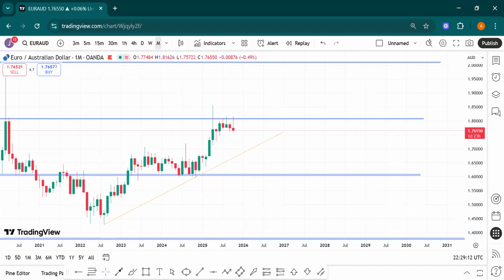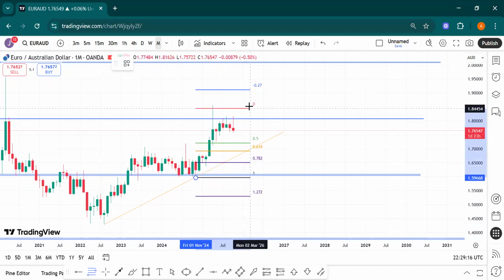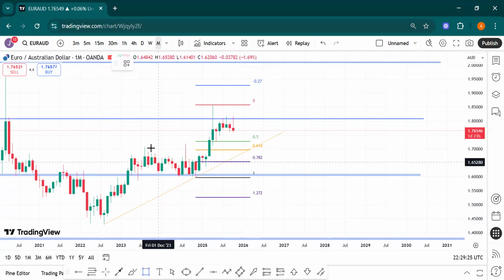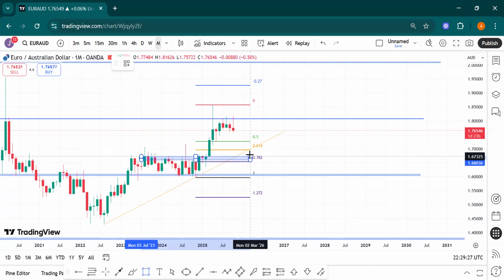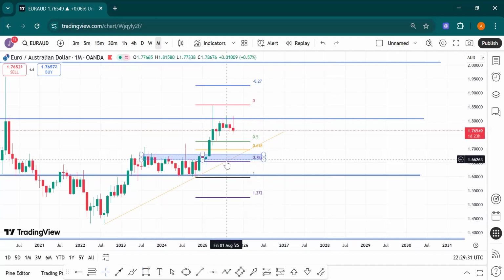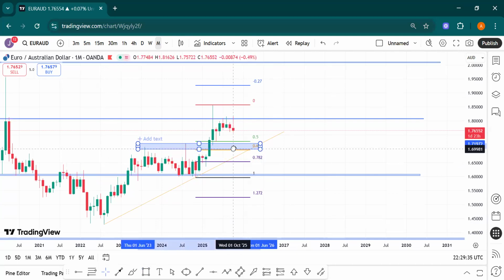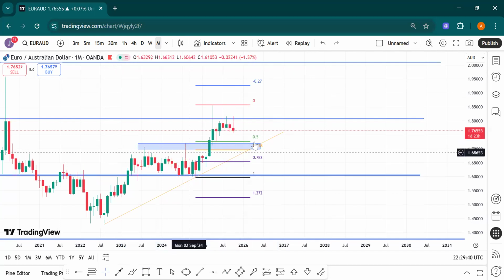And to make this a bit more interesting, I can even add my Fibonacci retracement too, so as to give me an idea of where I think price should be retracing to. So if I do this, then I'll be expecting that price will be retracing to this level, just beneath the Fibonacci retracement golden zone. So the zone between the 0.5 and 0.618, it's where I believe price would be retracing to.